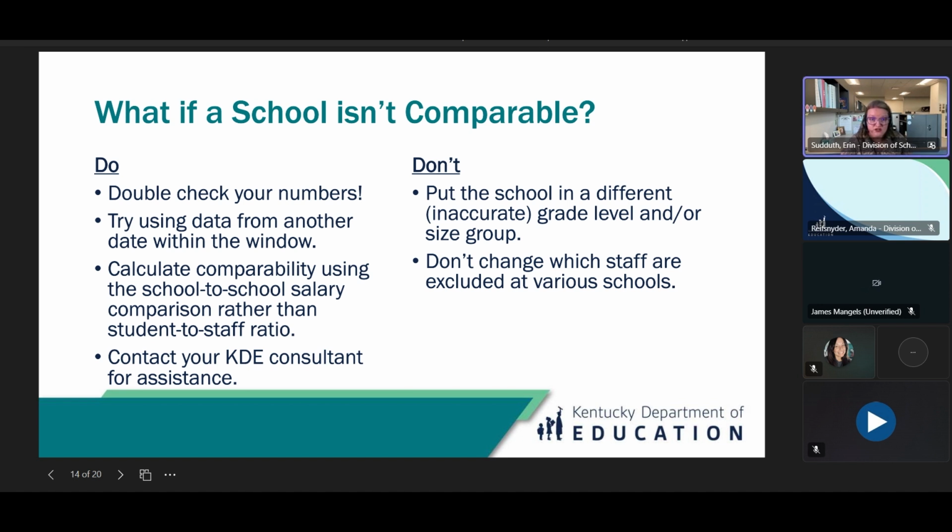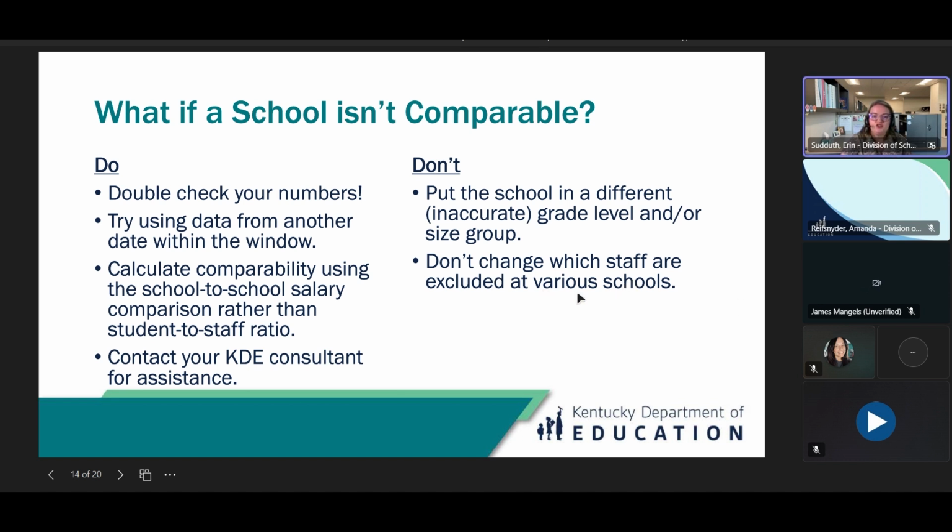What you don't want to do, don't put the school in a different grade level or an inaccurate grade level or size group. You have to adhere to those grouping requirements that are outlined in the guide that I went over a minute ago. So schools with the same grade spans have to be grouped together. Schools with those overlapping grade spans need to be placed in the group where they have the most grades in common. And we don't want to see those large and small schools mixed together.